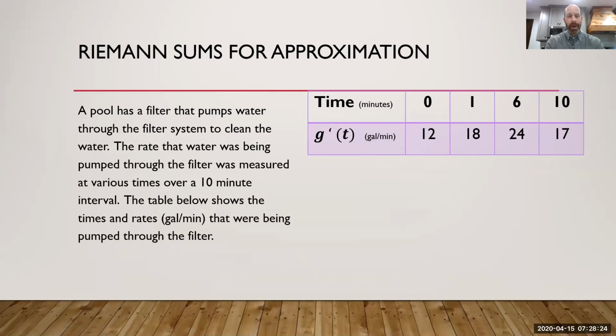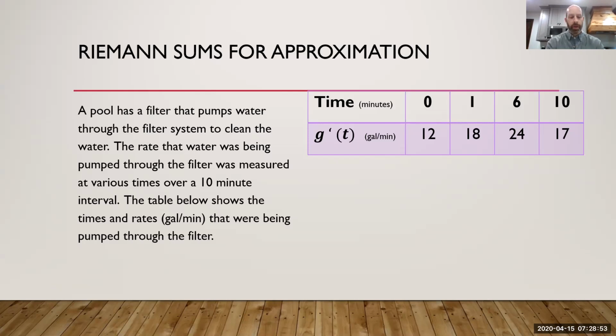So the first thing I'm going to talk about is approximation using Riemann sums. Here we have a pool that has a filter that pumps water through it. The rate is given here, so as you can see in the table, at various times they're giving you the rate at which the water is flowing through. At time t equals 1, the rate is 18 gallons per minute. And there's not really a question given here, so I'm just going to do this myself.